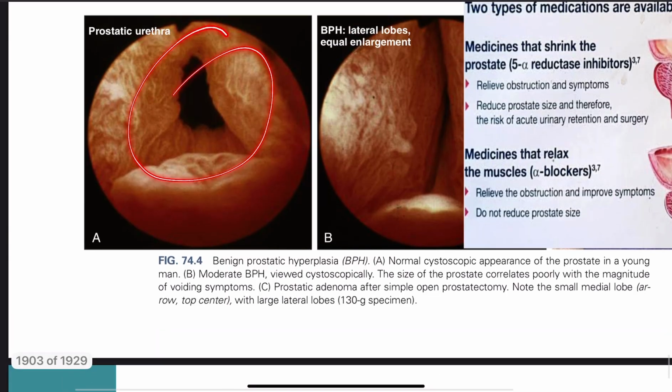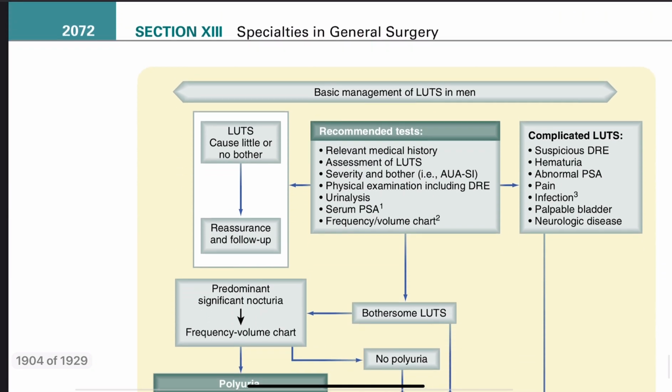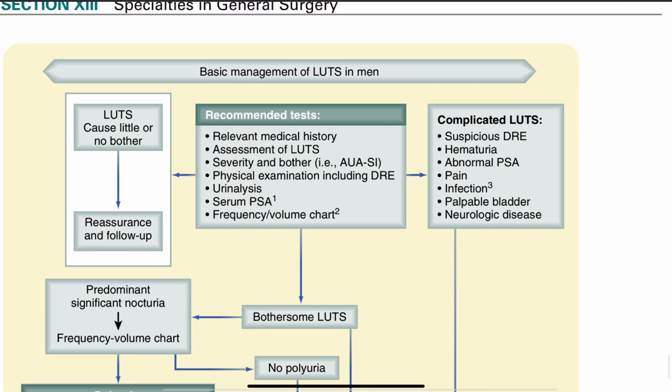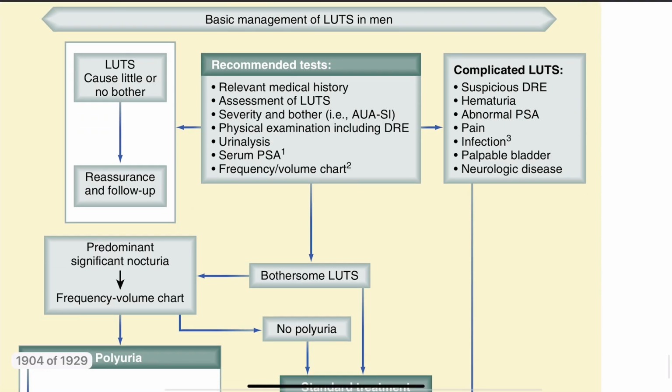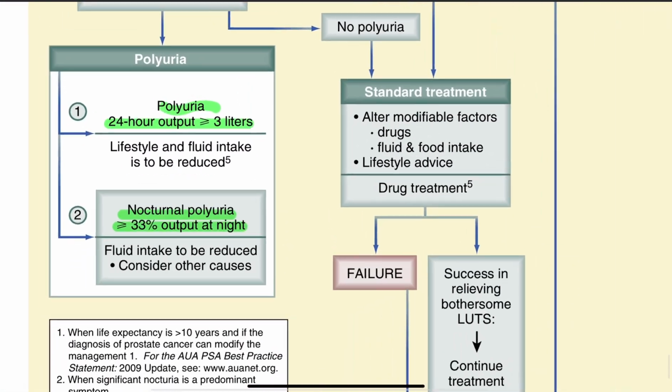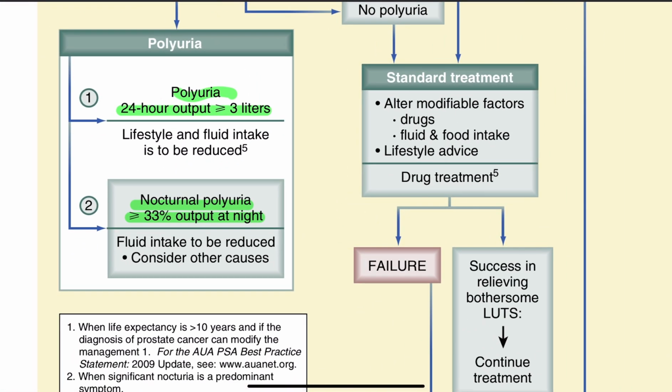Asked many times: sometimes they ask what the recommended tests in LUTS in men are. You do urine analysis, serum PSA, and frequency volume chart. Another one is, what is polyuria and nocturnal polyuria? Polyuria is more than 3 liters of urine over 24 hours. Nocturnal polyuria is more than 33% of urine output at night.